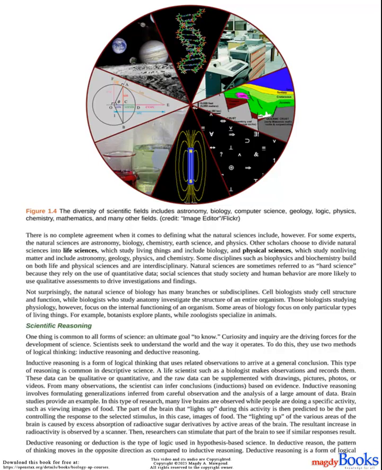Not surprisingly, the natural science of biology has many branches or subdisciplines. Cell biologists study cell structure and function, while biologists who study anatomy investigate the structure of an entire organism. Those biologists studying physiology, however, focus on the internal functioning of an organism. Some areas of biology focus on only particular types of living things. For example, botanists explore plants, while zoologists specialize in animals.